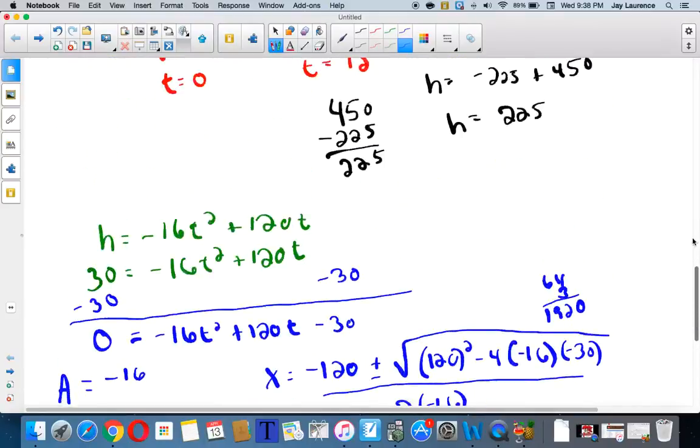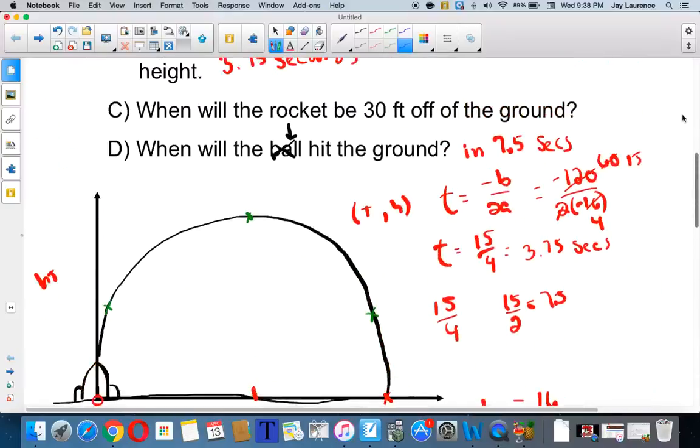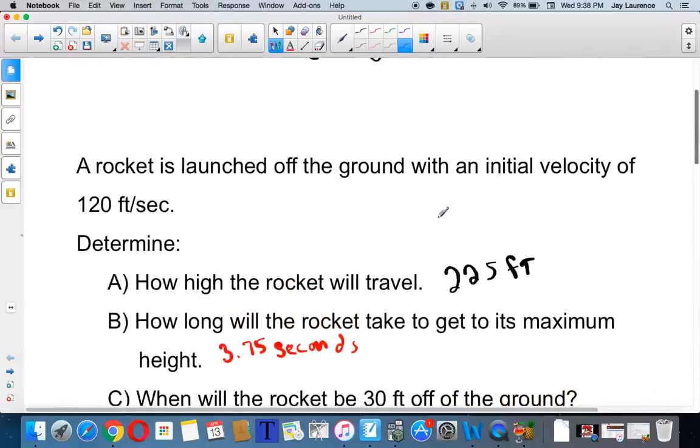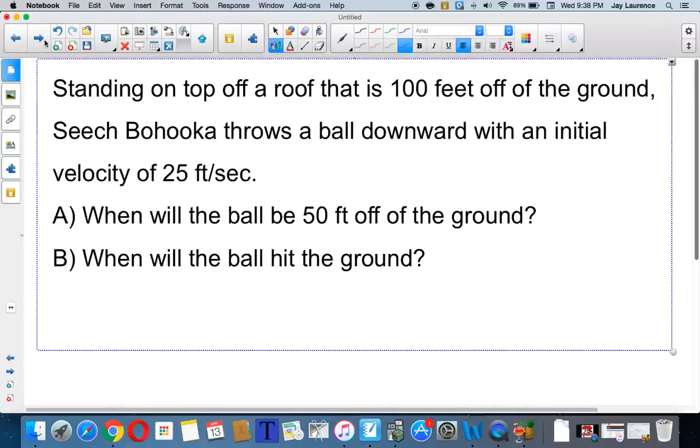So anyway, there are the two times. So, it'll be at 0 and 26 hundredths seconds and at 7 and 24 hundredths seconds. Okay? All right. I'm going to give you another problem here. And you can go ahead and try this one.